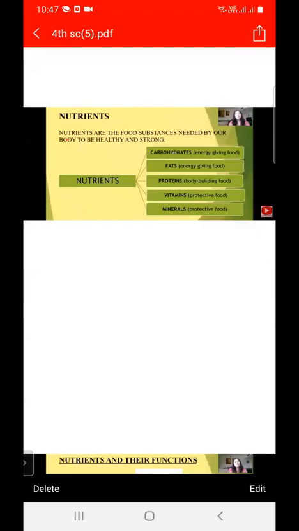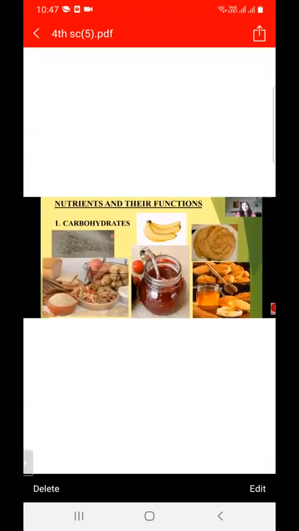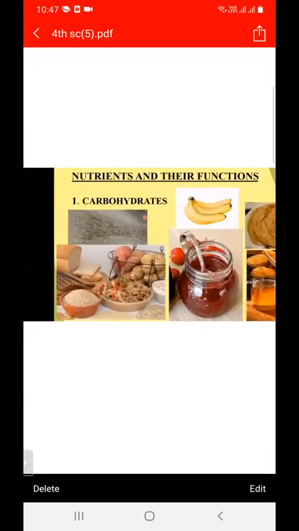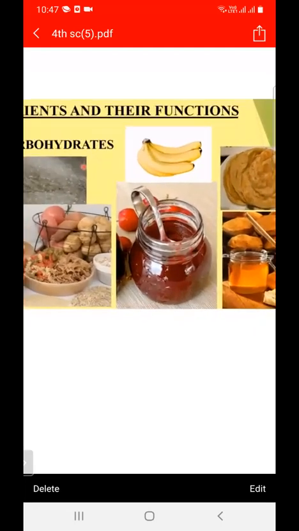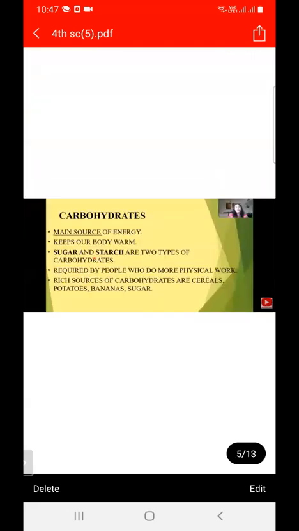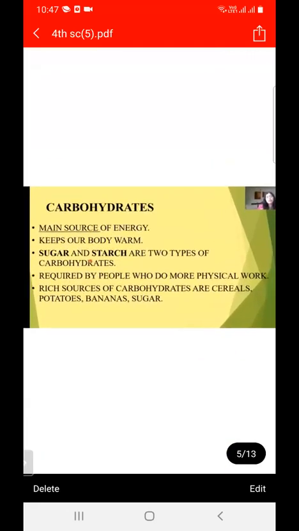So this is carbohydrates, and these are the sources of carbohydrates: the potato, the rice, the bread, the banana. These are the sources of carbohydrates. So you have to remember 5 sources of carbohydrates, from which items we can obtain carbohydrates.